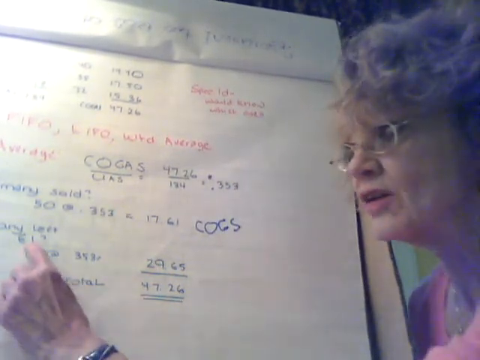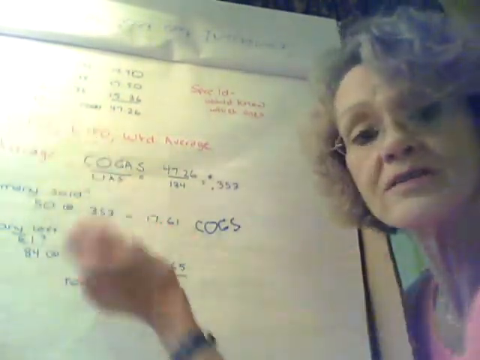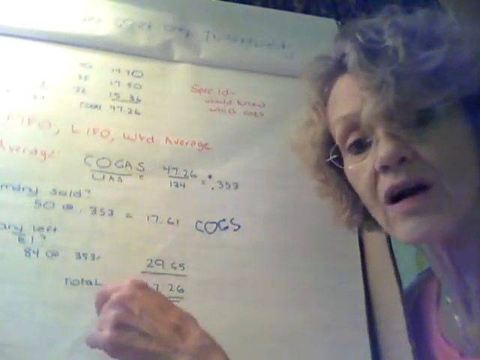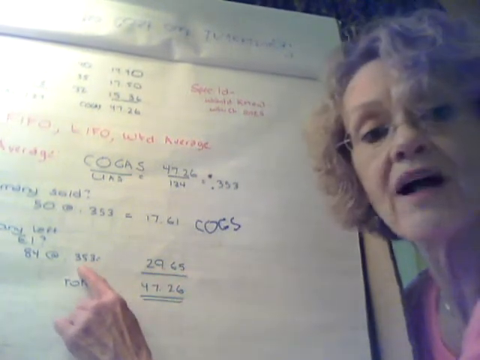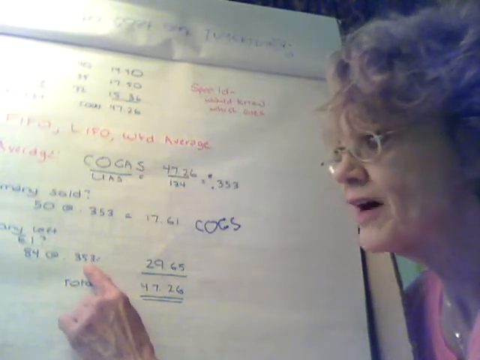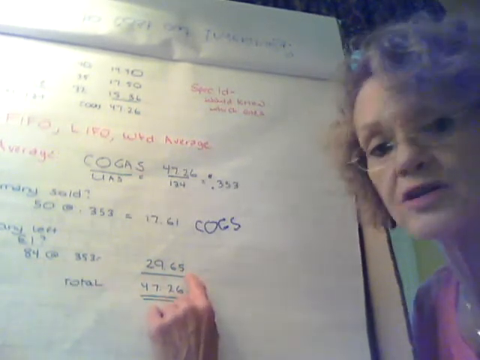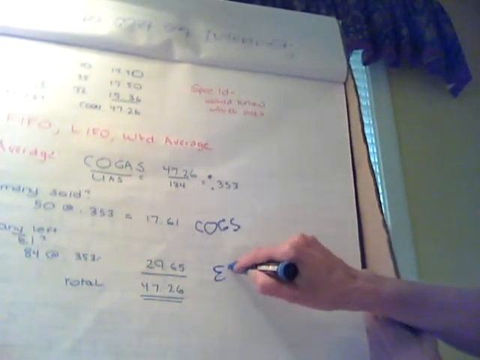There's my beautiful handwriting you've been missing. Then how many are left in ending inventory? Well, there were 134. We sold 50, so 84. And for the weighted average, they're valued at exactly the same amount, 35.3 cents. So 0.353 times 84 gives you the ending inventory, 29.65.